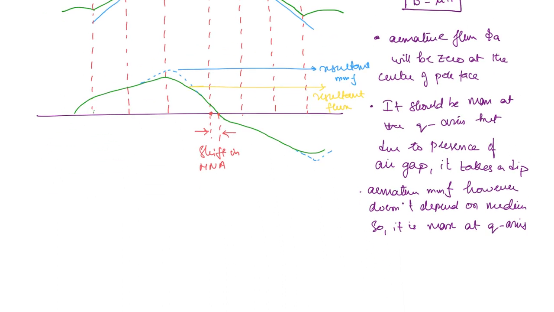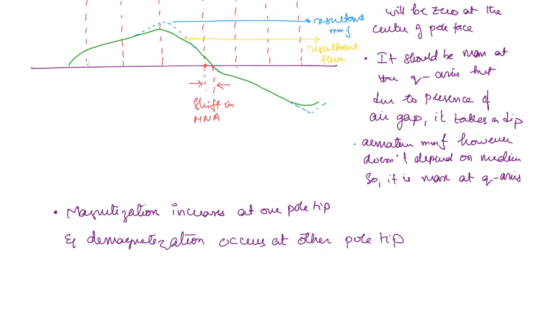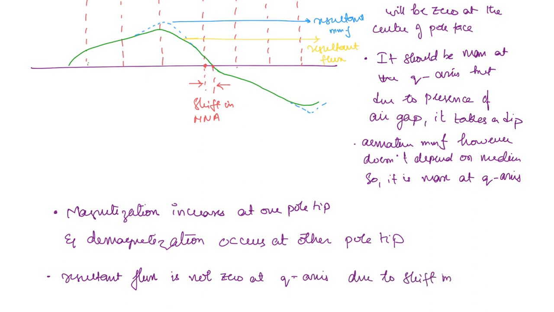You can write a few more points here. Magnetization increases at one pole tip and demagnetization occurs at the other pole tip. Also, what is the other point? The resultant flux is not 0 at the q axis. This is because of the shift in the magnetic neutral axis.